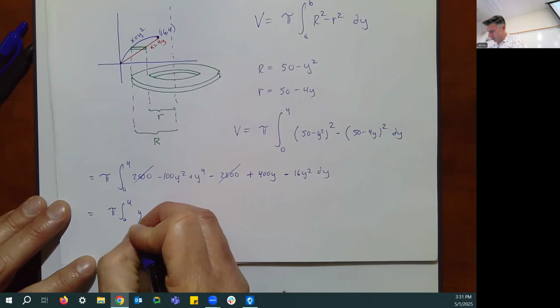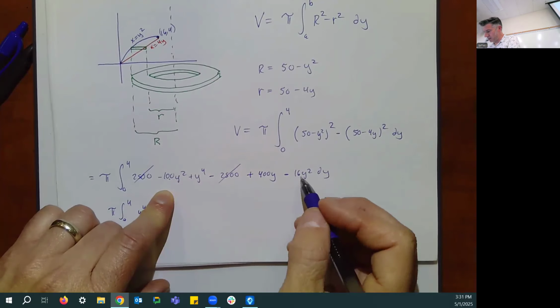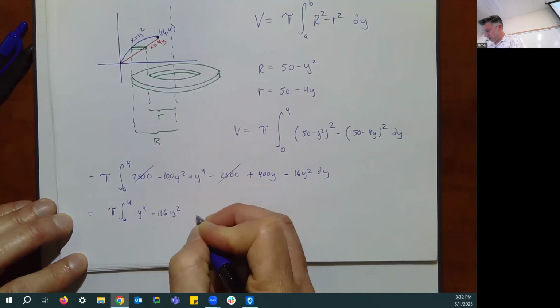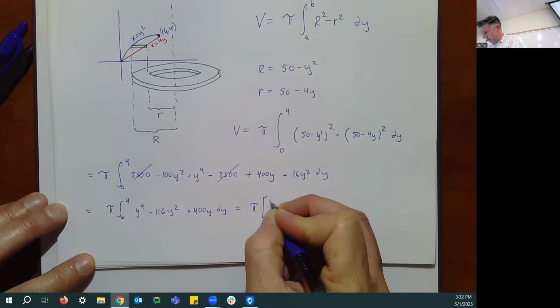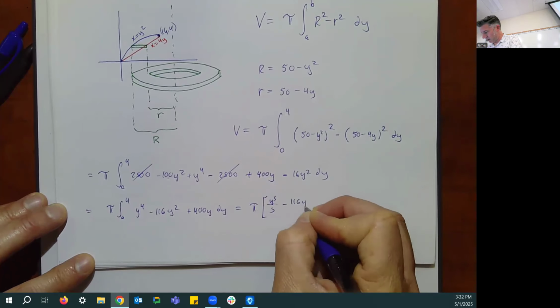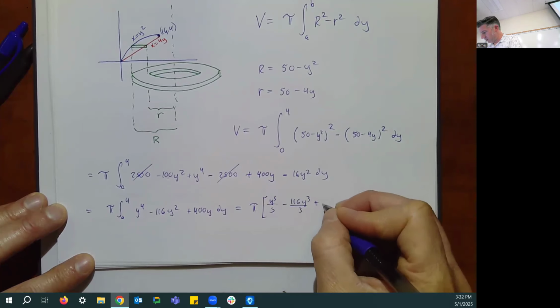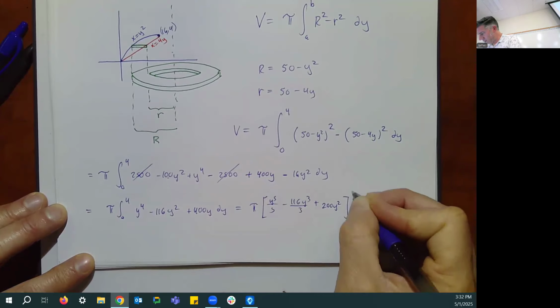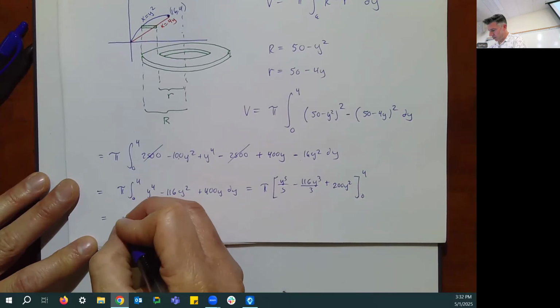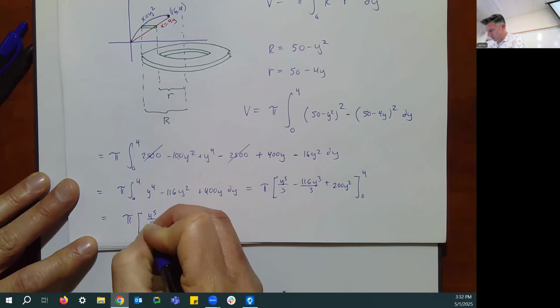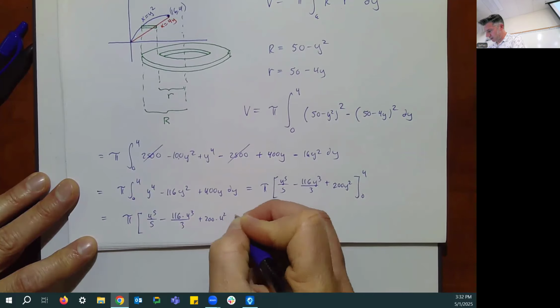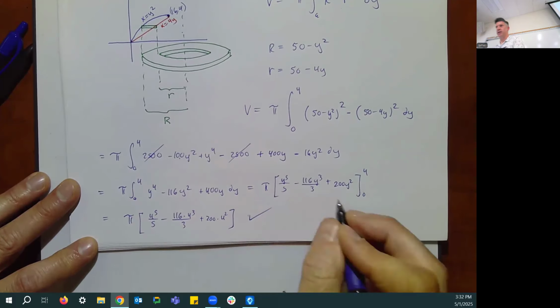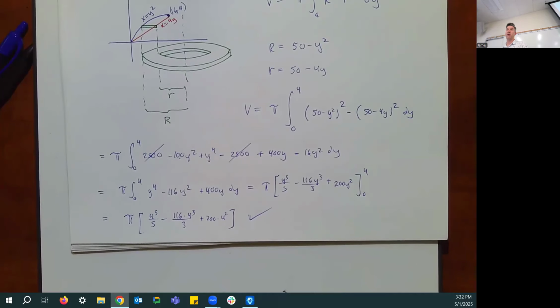Let's see, I've got y to the fourth, minus 100y squared minus 16y squared, so minus 116y squared, and then finally plus 400y. And I would integrate it. I'd get pi times y to the fifth over 5 minus 116y cubed over 3 plus 400y squared over 2, from 0 to 4. And then I just plug in 4 and stop there. I'd say it's pi times 4 to the fifth over 5 minus 116 times 4 cubed over 3 plus 200 times 4 squared, minus 0. And I would be like, cool, good enough. I wouldn't actually try to simplify that expression any further.